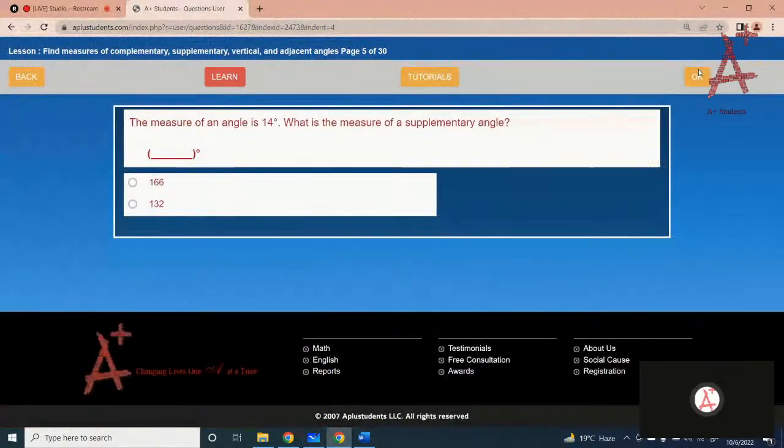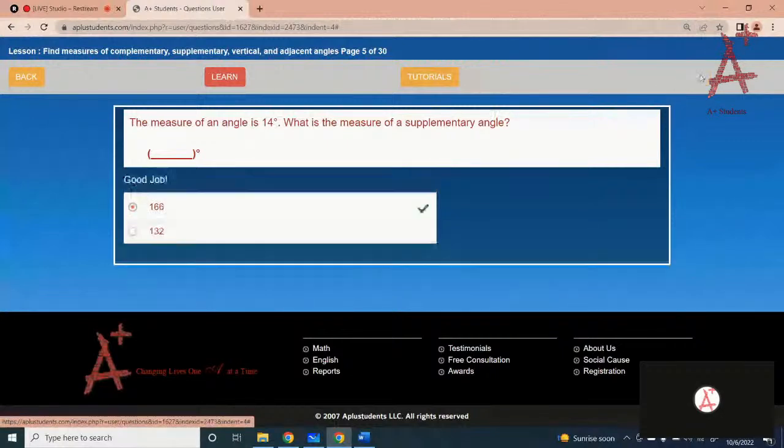Okay, the measure of an angle is 14 degrees. What is the measure of the supplementary angle? So the sum of supplementary angles is 180 degrees. So you have to subtract 14 from 180. So 180 minus 14 is 166. Got it? So select the correct option and click on the OK button.